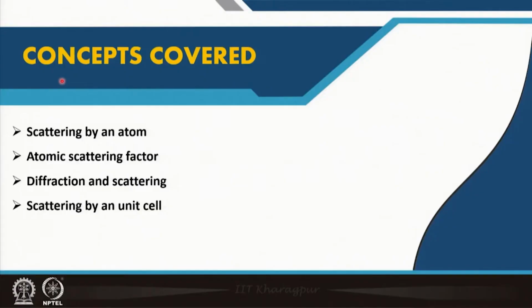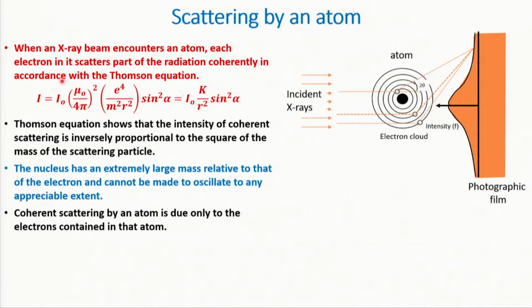So, with that we will now discuss the scattering of an atom, and then the atomic scattering factor, and its importance in calculating the final intensity of the diffracted beam. We will try to see the relationship between diffraction and scattering, and if time permits we will also start our discussion about scattering by a unit cell, which we will continue in the next class as well. Okay, so let us start with scattering by one single atom.